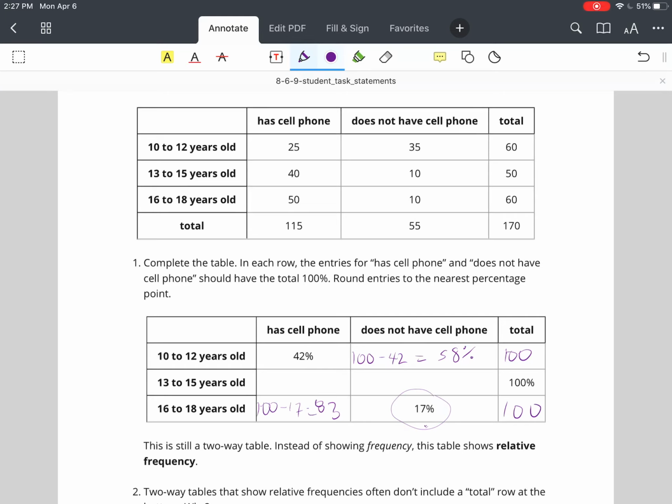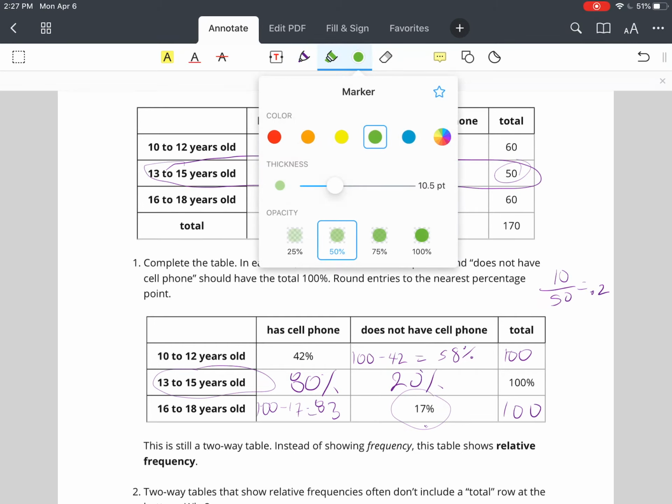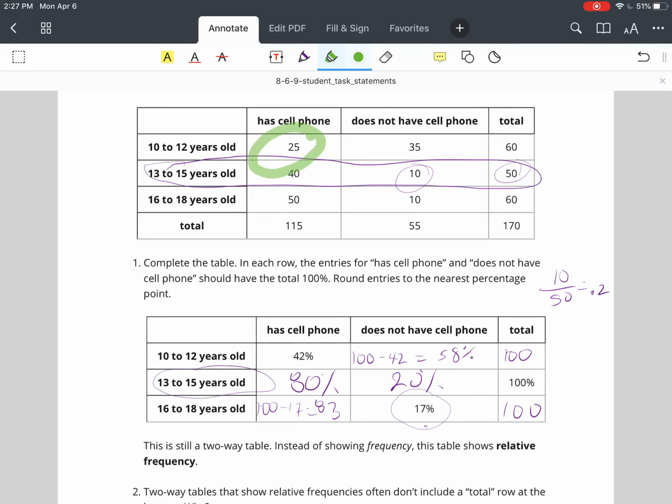Now you might be wondering, how the heck do we get the middle ones? Let's look at 13 to 15-year-olds. That's this middle column right here. If 10 out of 50 don't have a cell phone, what's 10 over 50 as a decimal? It's 0.2, right? So that would be 20%, and then this would be 80%. The way you calculate these is you take this and divide it by the total amount, 60. So 42% is technically 25 divided by 60, okay?